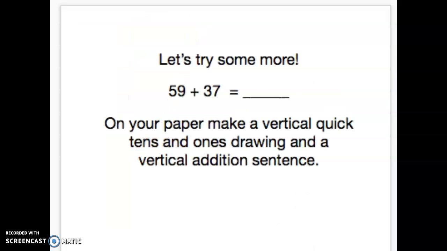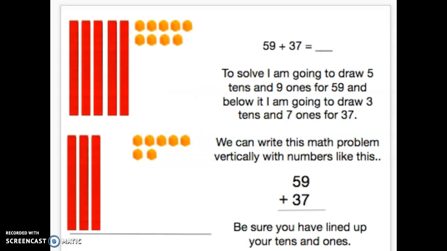Let's try some more. 59 plus 37. On your paper, make a vertical quick tens and ones drawing and a vertical addition sentence. To solve, I'm going to draw 5 tens and 9 ones for 59, and below it, I'm going to draw 3 more tens and 7 ones to make 37. So now that I have my picture drawn, I'm going to write a vertical addition sentence using numbers: 59 plus 37. Be sure you have lined up your tens and your ones.